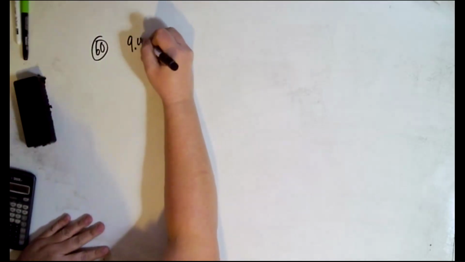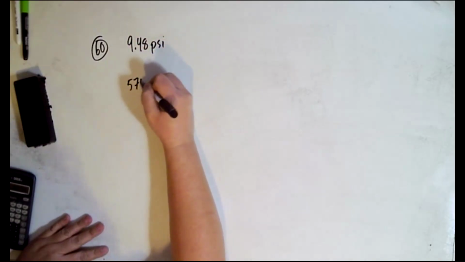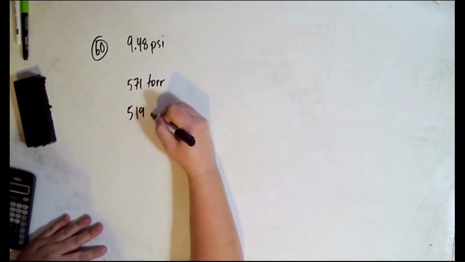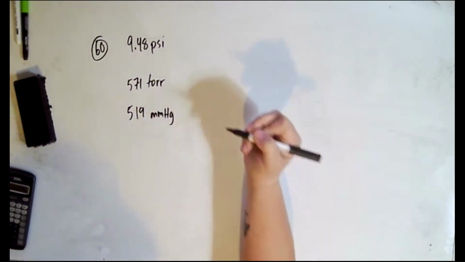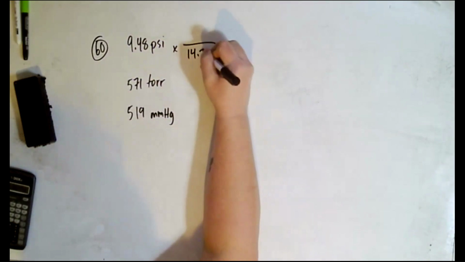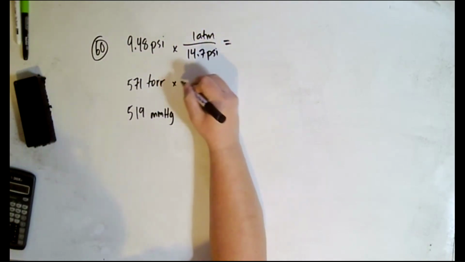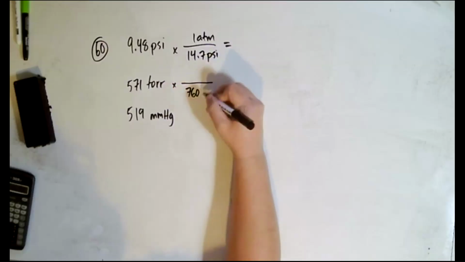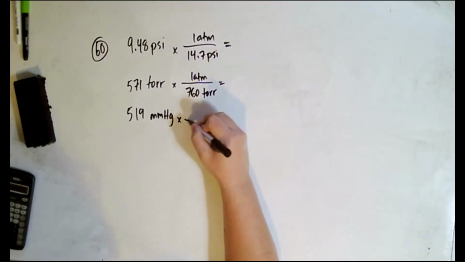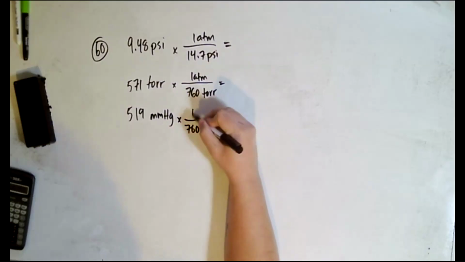So we'll have 9.48 psi for our argon, we'll have 571 torr for our helium, and we'll have 519 millimeters of mercury for our neon. And now for each of these, we'll convert them into ATM. So there's 14.7 psi in every 1 ATM. There's 760 torr in every 1 ATM. And there's 760 millimeters of mercury in every 1 ATM.